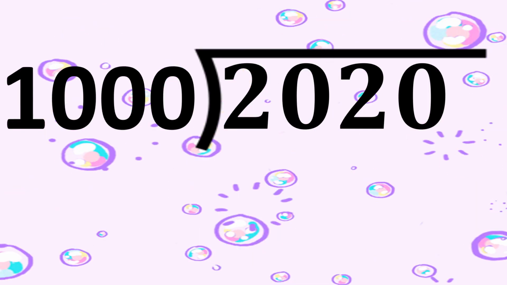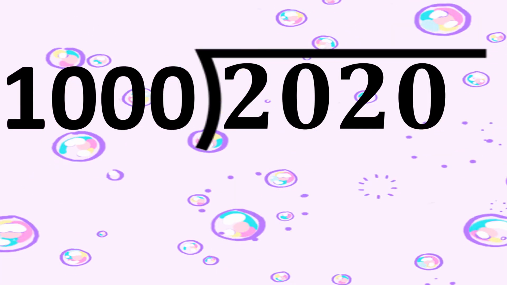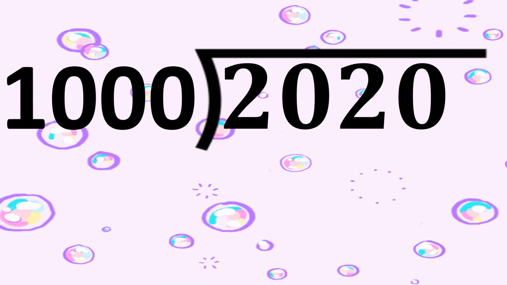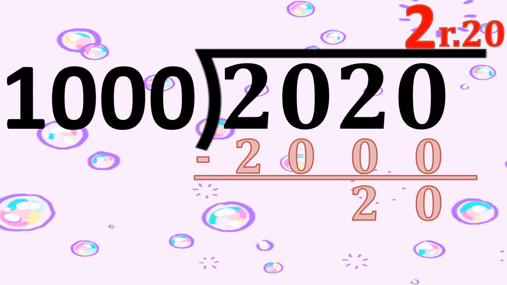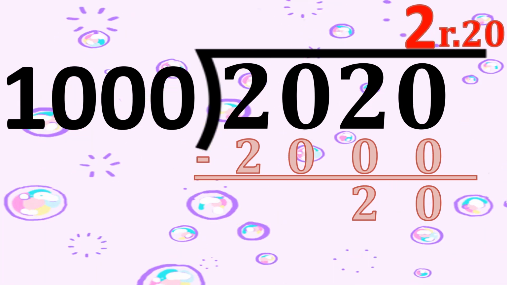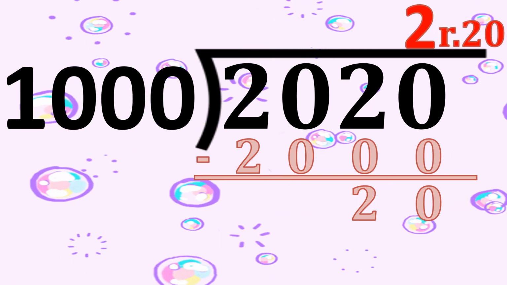Last example, 2,020 divided by 1,000. So we have 2. And 2,020 minus 2,000 is 20. So the remainder is 20.